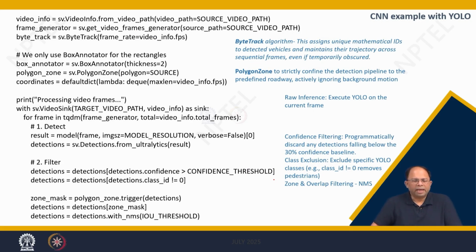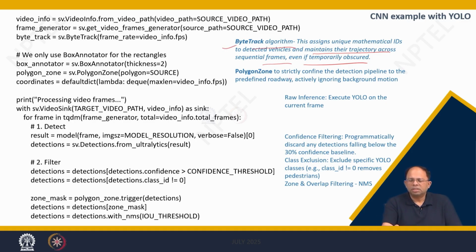Now, not only that, once we are running the model, we also do certain other things. For example, the ByteTrack algorithm assigns unique mathematical IDs to detected vehicles and maintains their trajectory across sequential frames even if temporarily obscured. So these are additional tasks that we are doing. That means we are not only identifying the vehicle, but we are tracking it over several frames and maintaining that. So that is what the ByteTrack algorithm does.